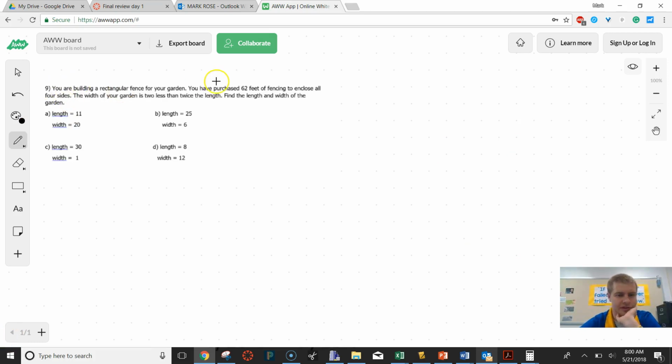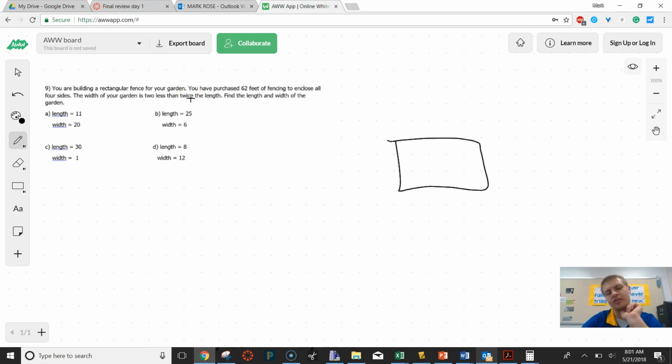Okay, I bought some fencing. Purchased 62 feet to enclose all four sides. The width is 2 less than the length. Find the width of the thing. So the first thing you're going to want to do is draw your rectangle. You know you're looking for all four sides. And then I always start with a variable. And it goes, find the length and the width. But everything is in terms of the width, right? Like the width of the garden is 2 less than twice the length.